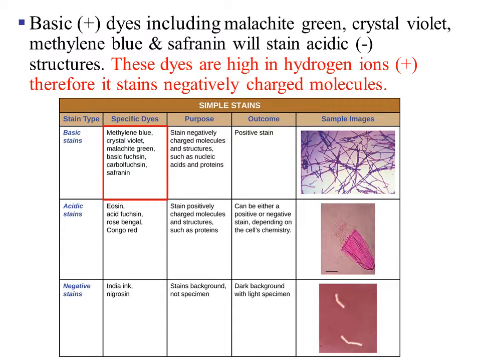The basic dyes include malachite green, crystal violet, methylene blue, and safranin. They will all stain acidic structures. These dyes are high in hydrogen ion concentration. Therefore, it will stain negatively charged molecules.